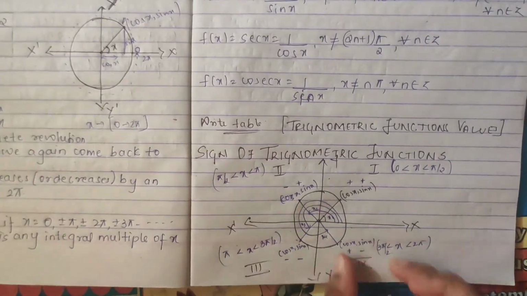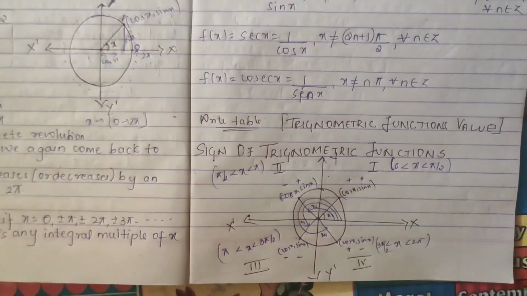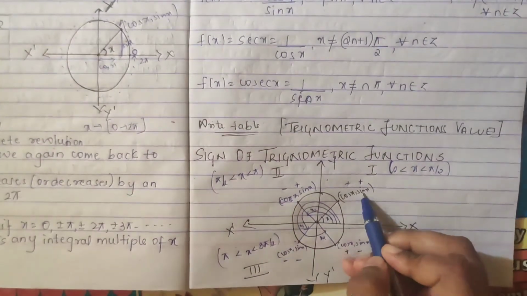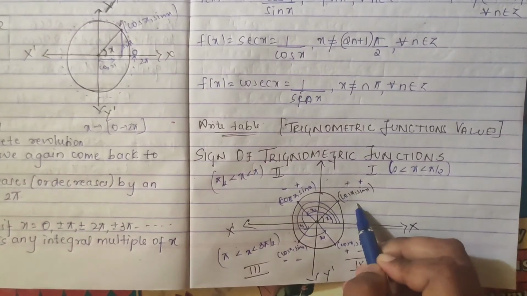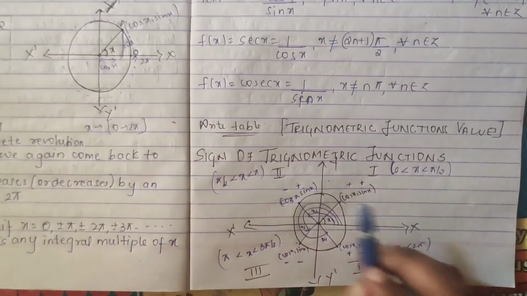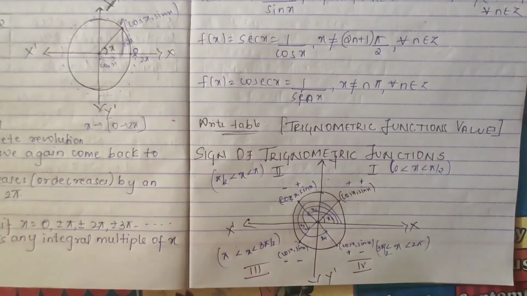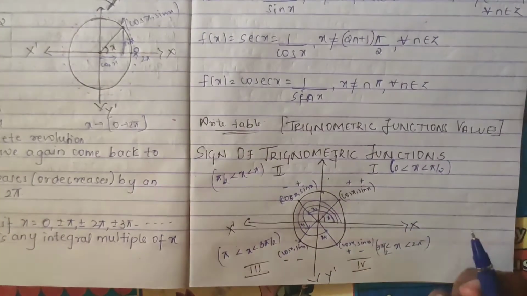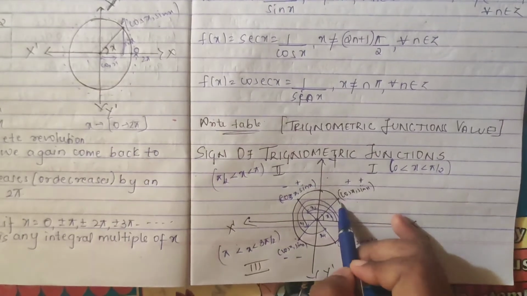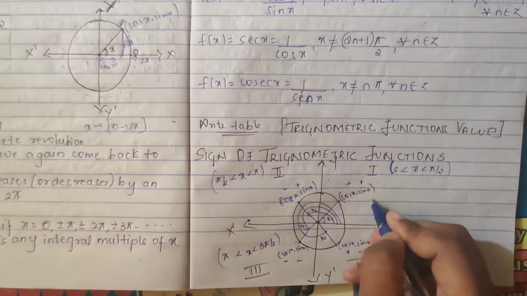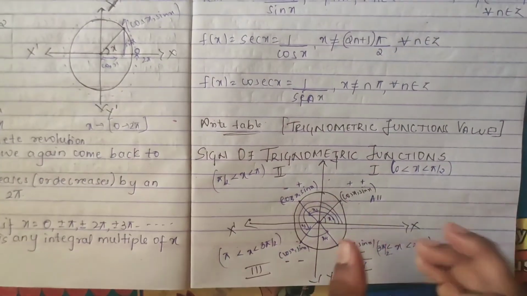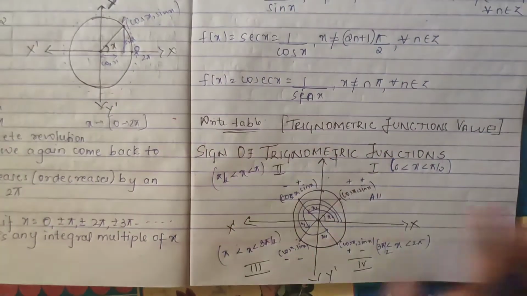So here you can see your cos and your sin are positive in your first quadrant. As you can see, tan is sin by cos, so tan also will be positive in this. Cot is reciprocal of tan, so that also will be positive. In short, your cosec is reciprocal of sin and your sec is reciprocal of your cos. So in this quadrant, all your trigonometric functions are positive. When it is in the first quadrant, all trigonometric functions are positive.